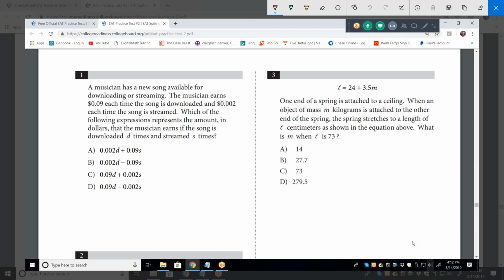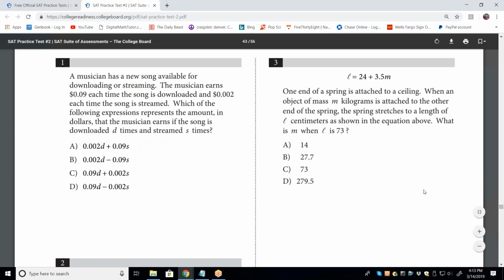Just reading the problem and everything, I decided that answer C is the correct one. C? Yes. There's the 9 cents per download, and there's the 0.002 cents for streaming, and they're added together. So, okay. Let's go down and look at number 2.